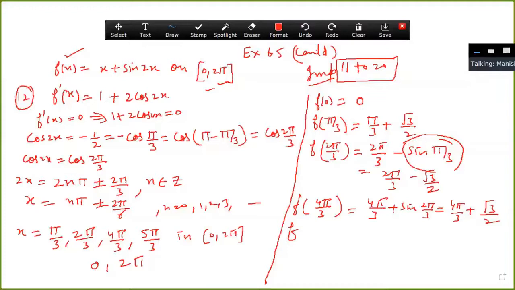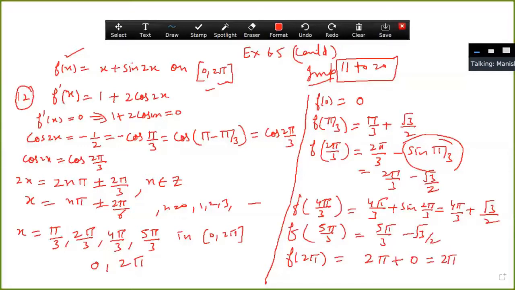And f(5 pi/3), the value will be 5 pi by 3 minus root 3 by 2. And at f(2 pi) last, the value will be 2 pi plus 0, because sin 4 pi is 0, so it is 2 pi. The absolute maximum value of this function is at 2 pi. Here it is maximum, and at x = 0 it is minimum, because it is 0 here. So this is the solution of question number 12.